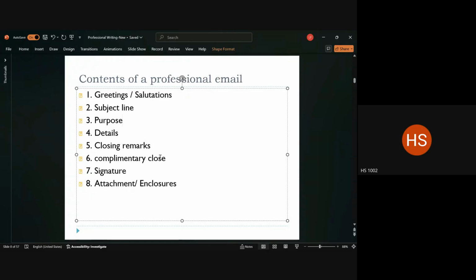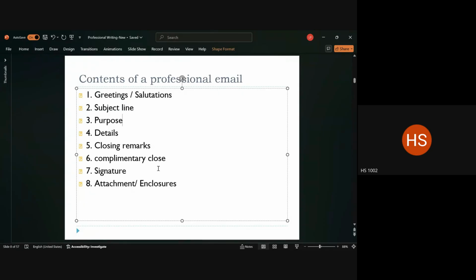And then the complimentary close, which is basically, warm regards or yours sincerely, whatever. And then the signature. Signature is basically your name and other details. In professional emails, you need to always sign off using your full name and your designation. If you're a student, then you need to mention the address of the university or school that you go to. If you're in a company, then your name, your designation in the company, and the company address, completed with the contact details of the company as well.